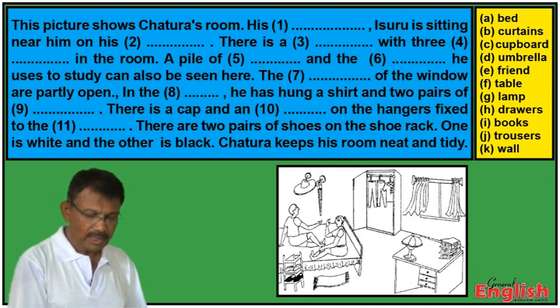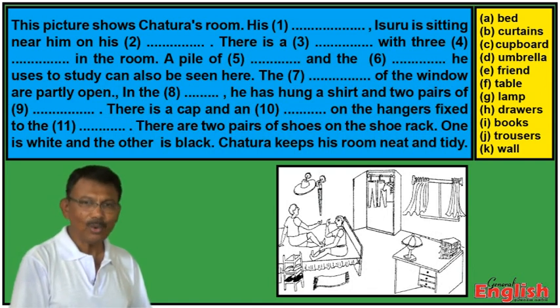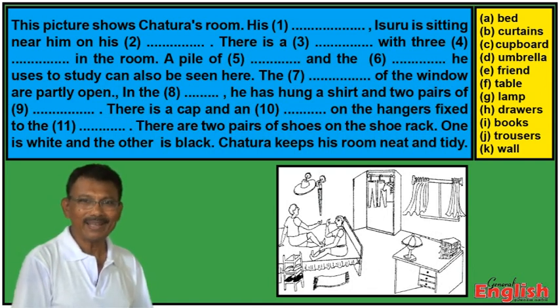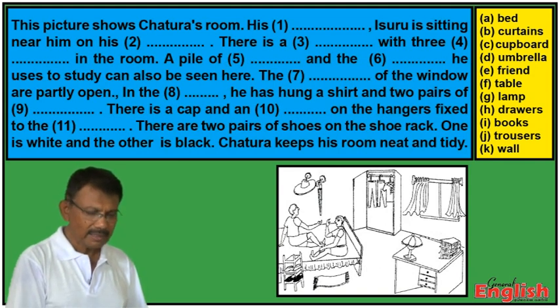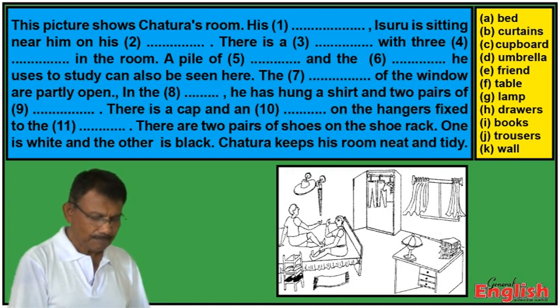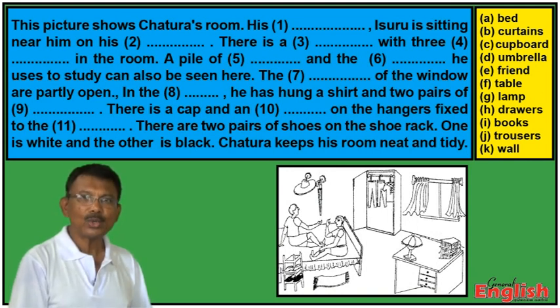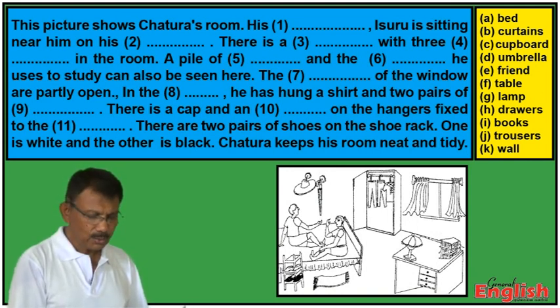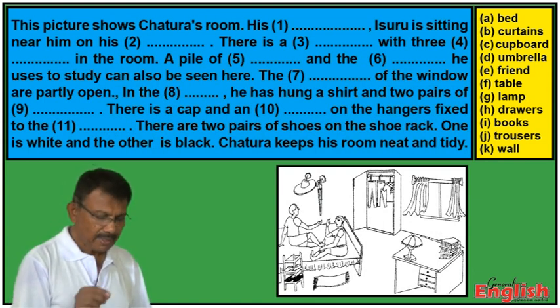Can we say on his table? Do people sit on a table? No. On his cupboard? No, we can't say. People don't sit on cupboards. So there is only one thing that they can sit on, and we can see in the picture he is sitting, right? Isuru is sitting near him on his bed. So the answer to question number 2 is bed. So you must write the letter A.